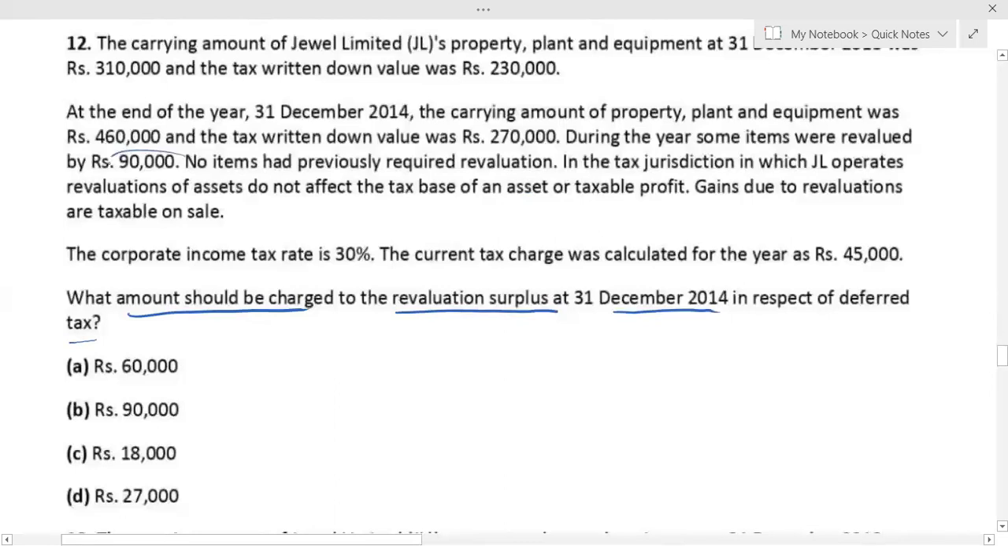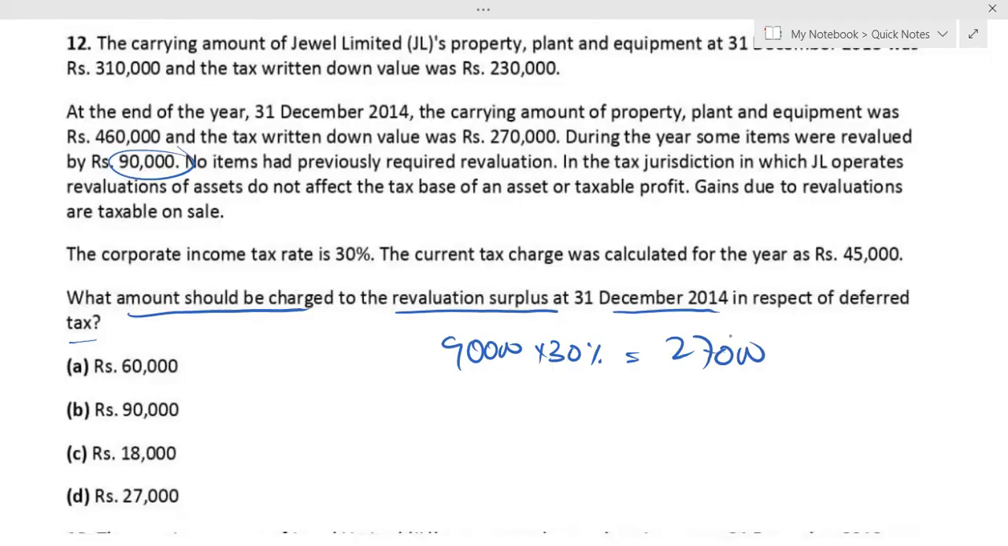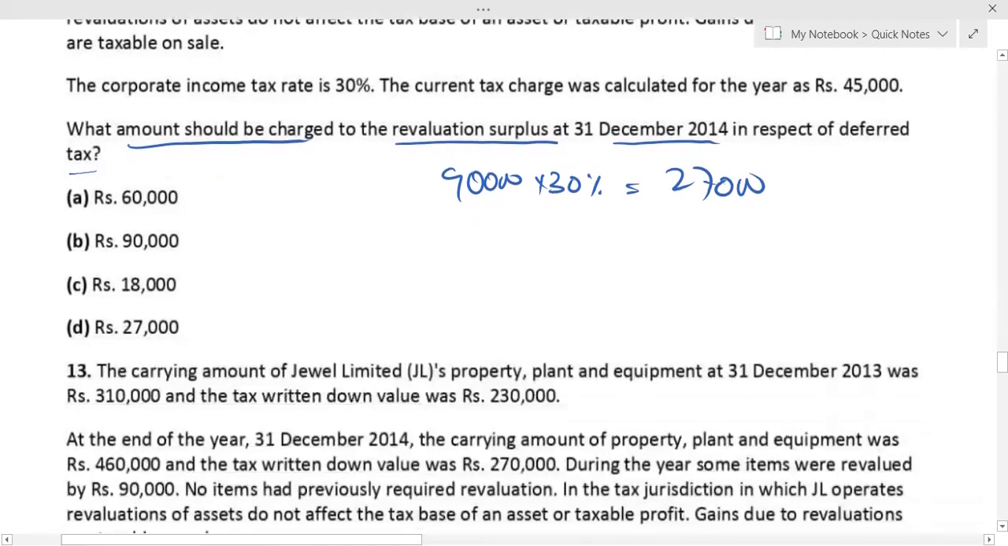The revaluation surplus is 90,000 multiplied by 30%. It is 27,000. Logically, revaluation will be debited by 27 and deferred tax liability will be credited by 27. So when your deferred tax liability arises from revaluation, it is charged to revaluation.